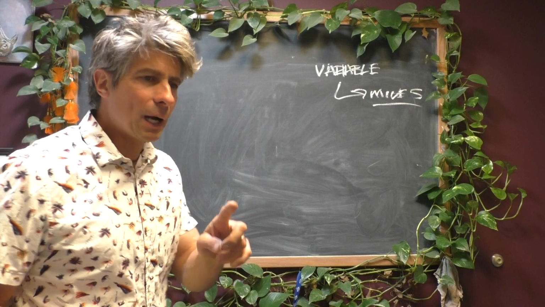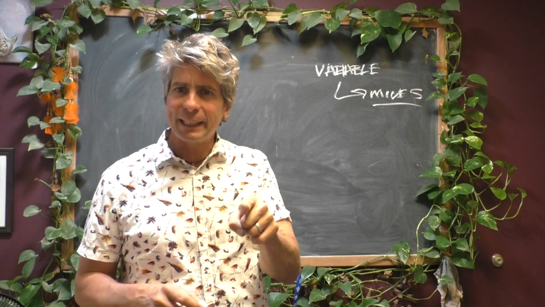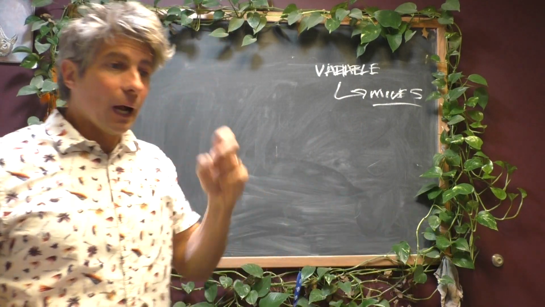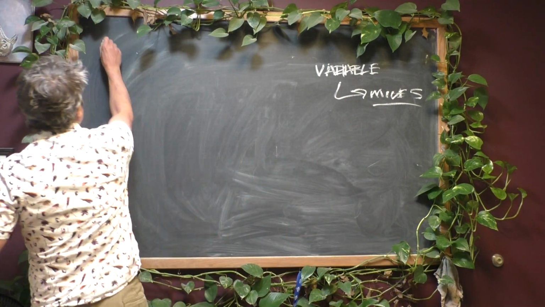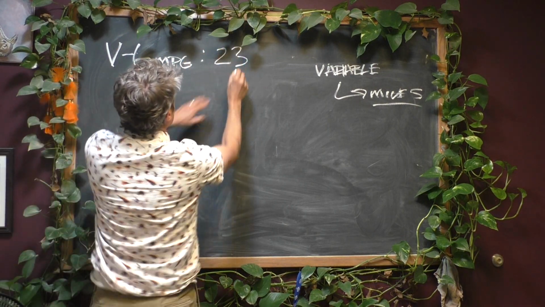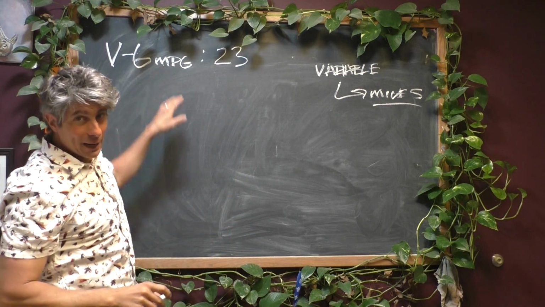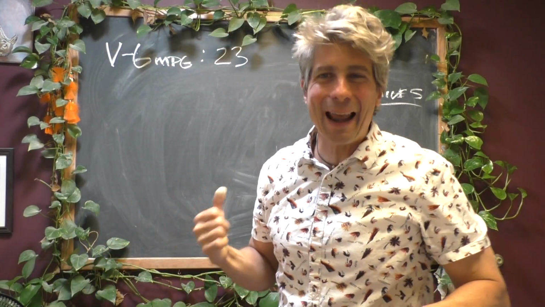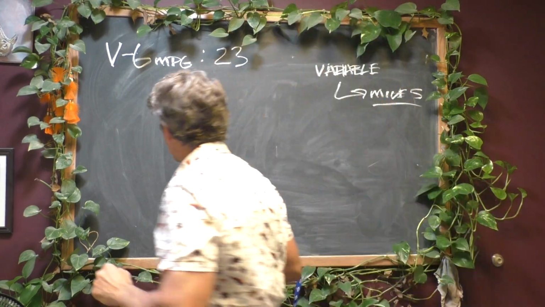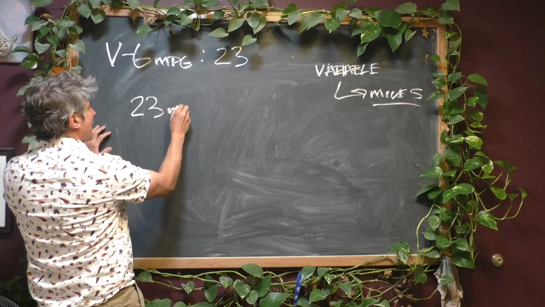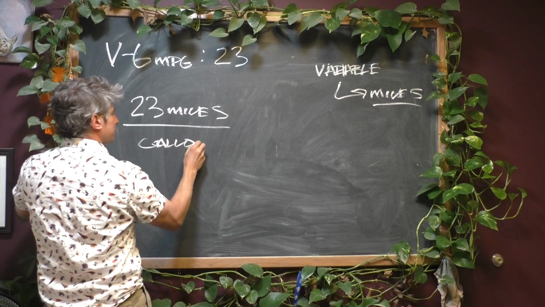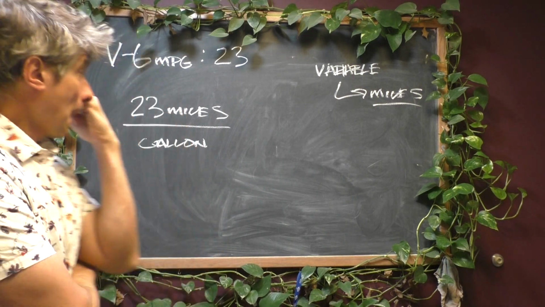Okay, so I'm only going to do the V6 here for a second. I noticed we have a V6 and a hybrid. I'll do the V6 at the board, and then we'll do the hybrid in Excel. The V6 has got 23 miles per gallon. Now, it's a little challenging, so I want to write that a different way. I'm going to write it as a fraction: 23 miles per gallon. Okay, keep that right there as a fraction.